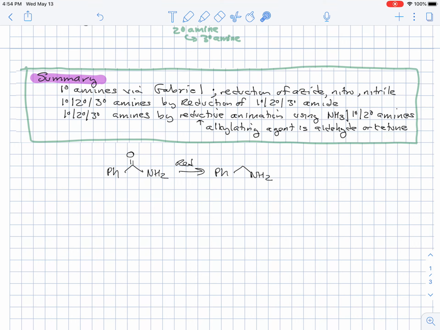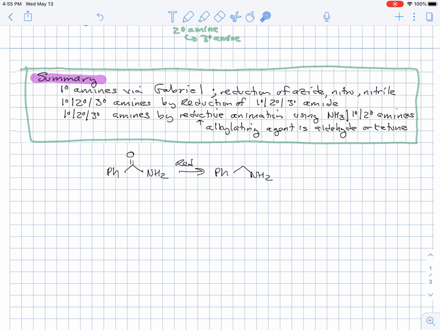And then you can also make primary, secondary, and tertiary amines by reductive amination. And here, for a primary amine, you're going to use ammonia as the nitrogen source. For a secondary amine, you're going to use a primary amine. And for a tertiary amine, you're going to use a secondary amine. And here, the alkylating agent is an aldehyde or a ketone. So that's your alkylation source.